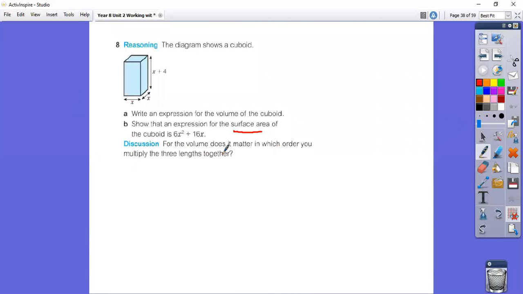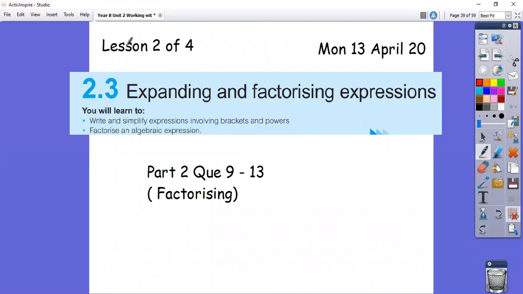We'll stop there for now. So that was today's lesson. Any questions, please message me. Hopefully you're all doing okay. And I look forward to seeing tomorrow's lesson. So tomorrow's lesson, we'll move on to lesson 2 or 4, Monday the 30th of April, 2.3, part 2, where we'll look at question 9 and 13, which will be on factorising.